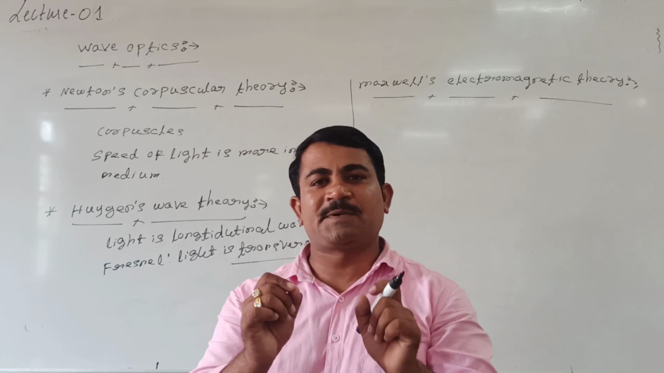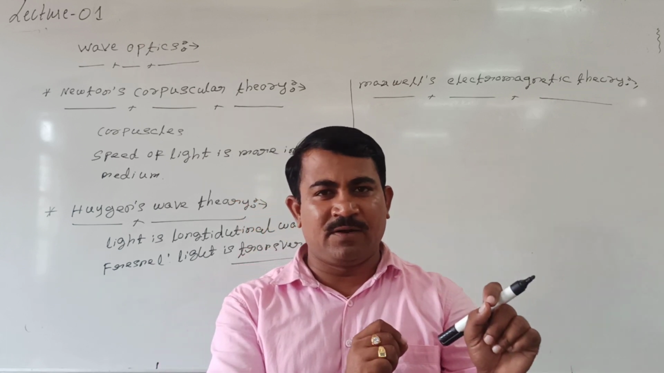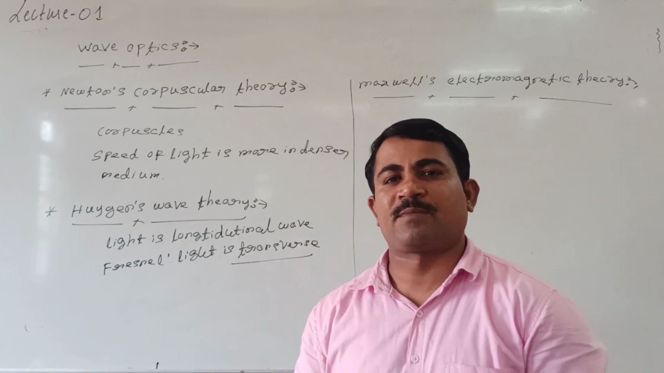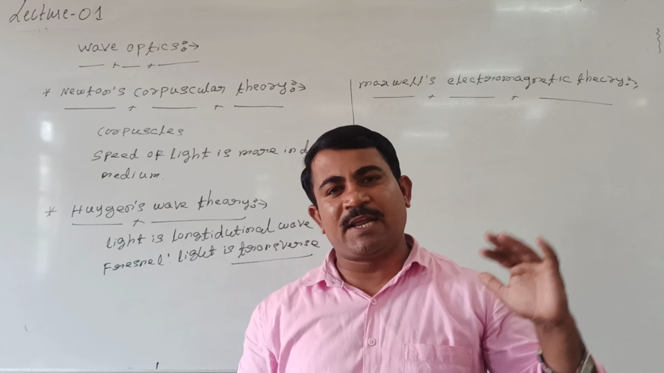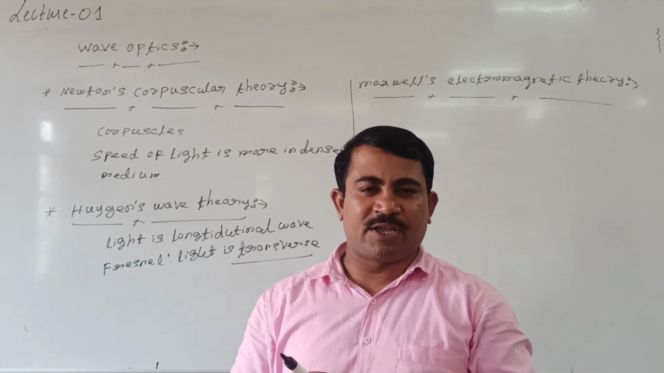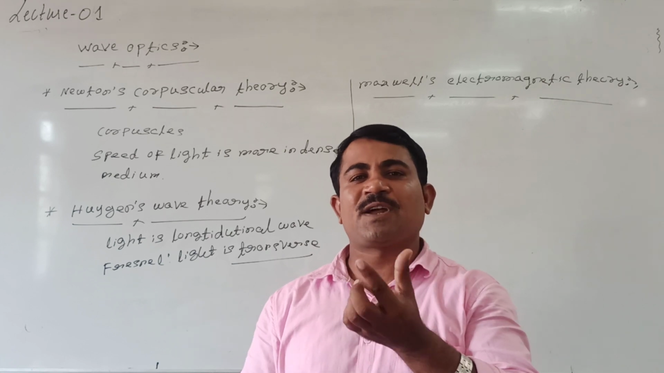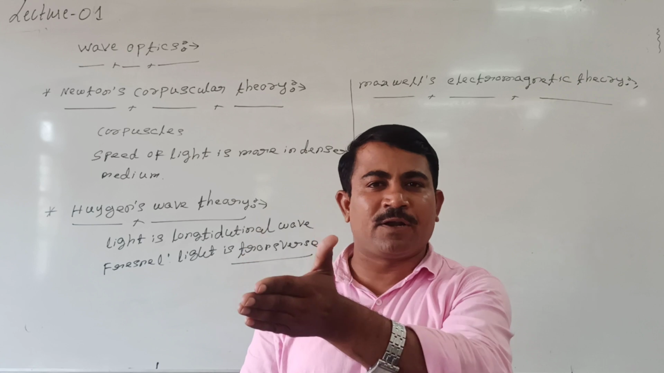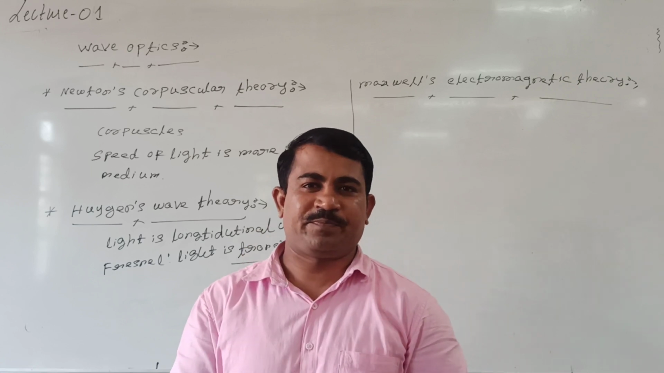It consists of time varying electric and magnetic fields which are perpendicular to each other and perpendicular to the direction of propagation of the wave. This is the concept you have seen in electromagnetic waves. Light is an electromagnetic wave. It consists of time varying electric and magnetic fields, perpendicular to the direction of propagation of the wave.